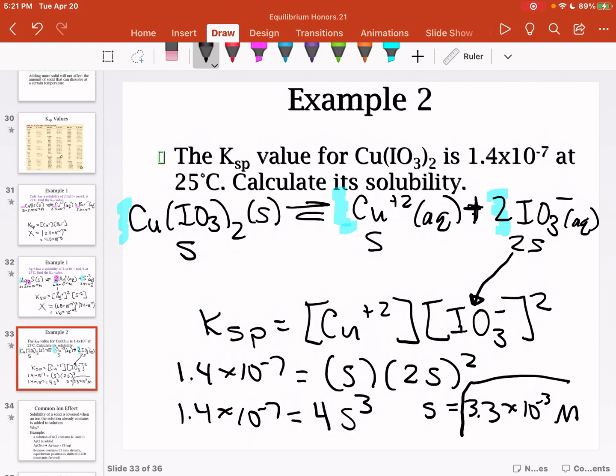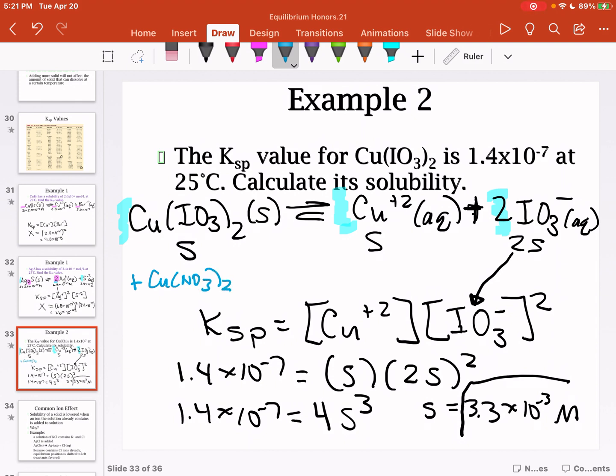So now we know how to talk about Ksps. What's going to happen if I have a saturated solution like this? It's at equilibrium, but now I throw in an ion that it has in common. What's going to happen? If I say, for example, I have this equilibrium system and I decide I'm going to throw in a little bit of copper 2 nitrate.